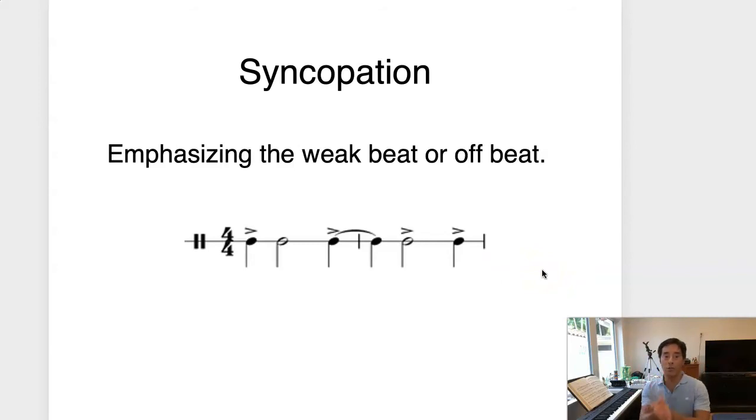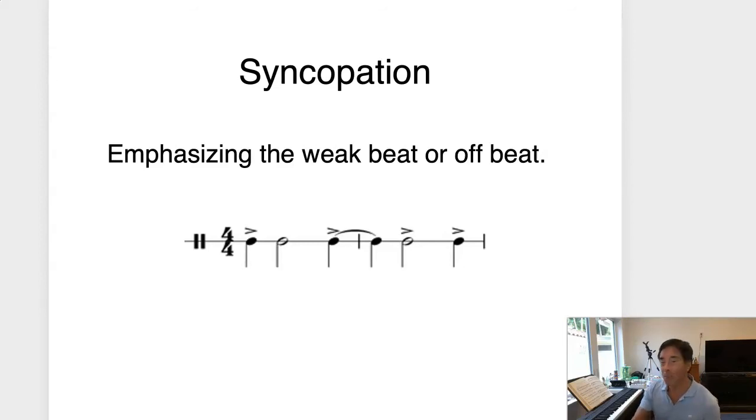1, 2, 3, 4, 1, 2, 3, 4. And if I go a little bit faster, 1, 2, 3, 4, 1, 2, 3, 4. And now I'm not going to count. All right, what does that sound like in an actual piece of music?